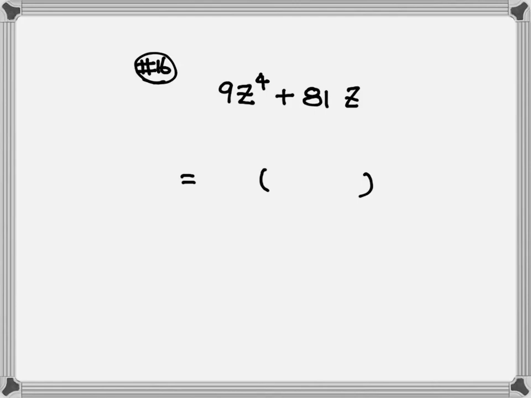Now let's look at number 16. Number 16, we have 9z^4 plus 81z. So step 1, we're going to draw empty parentheses. Step 2, we're going to check, can the smaller number go into the large number? So 9 times 9 is 81. So here the common factor is 9. So we're going to factor out the 9.